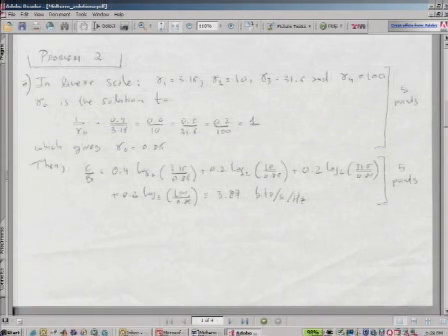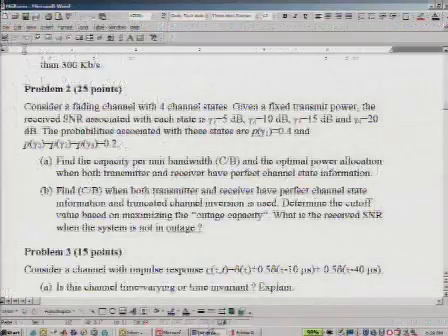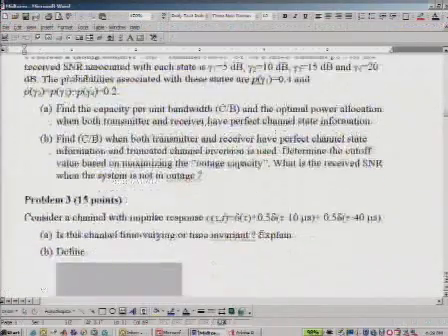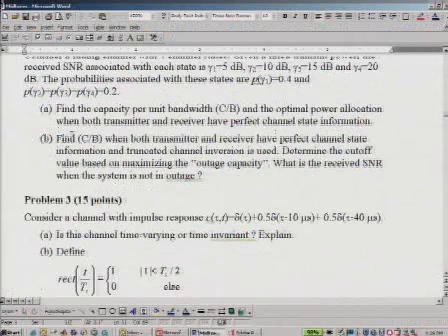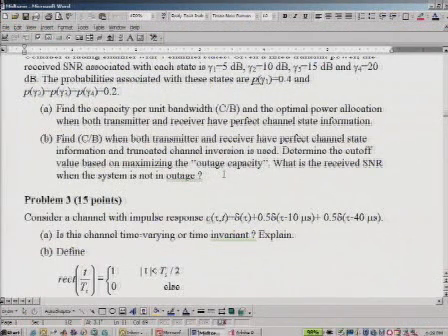So using this gamma 0, we can find the capacity divided by the bandwidth, and we just, again, add up all these terms, and we get 3.87. Okay? So this is pretty much a repetition of things you had been doing for the homeworks. That's the first question. Question B was to find the same C over B when we're using truncated channel inversion.